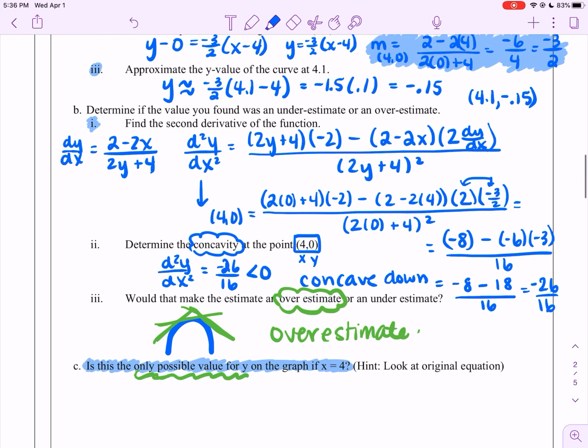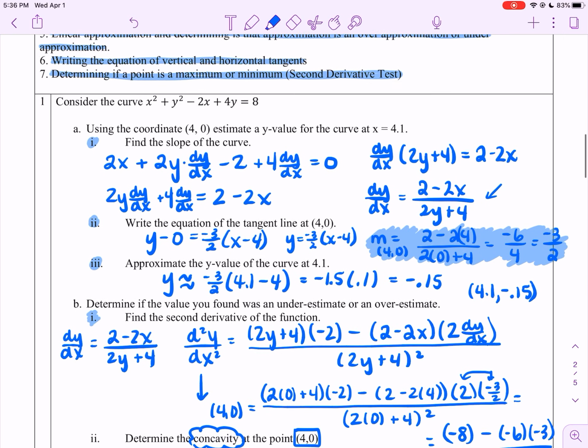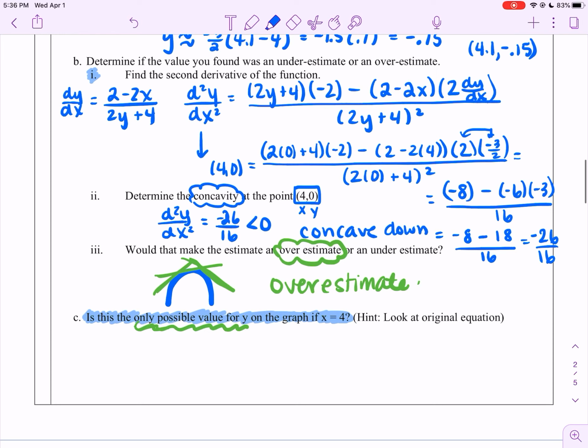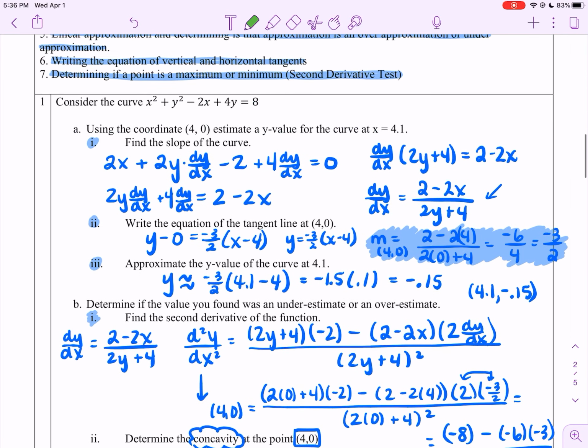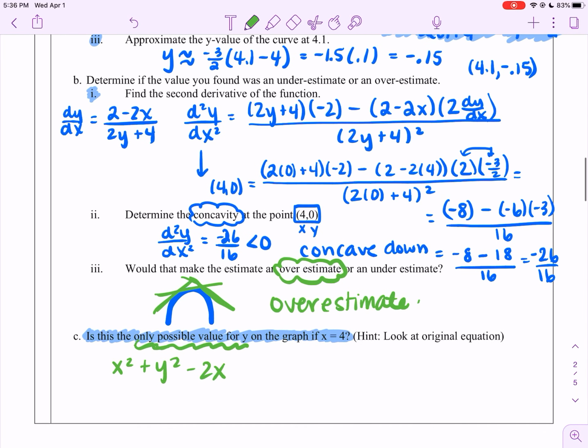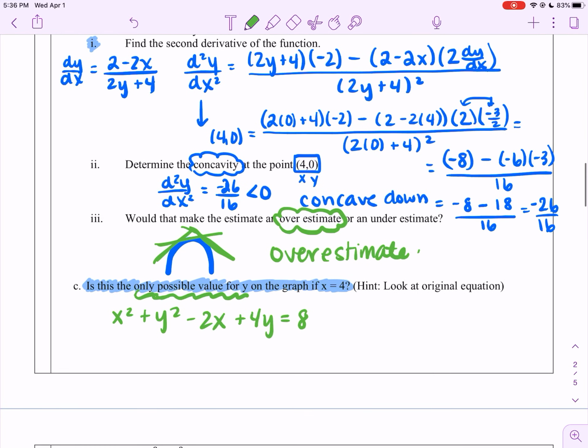Remember, when we deal with implicit equations, in this case, x squared plus y squared minus 2x plus 4y equals 8, notice that this doesn't have to be a function. It's very possible for this graph to circle back on one another, possibly looking at something like this.